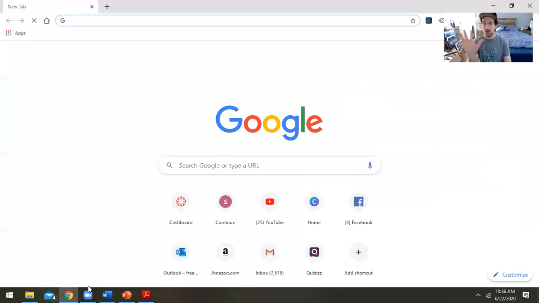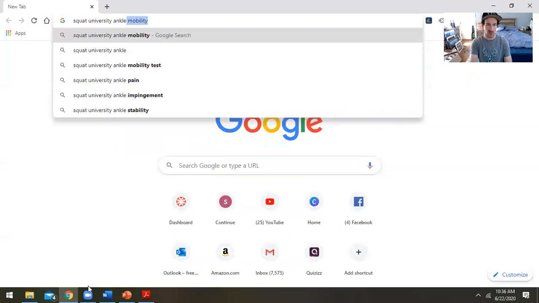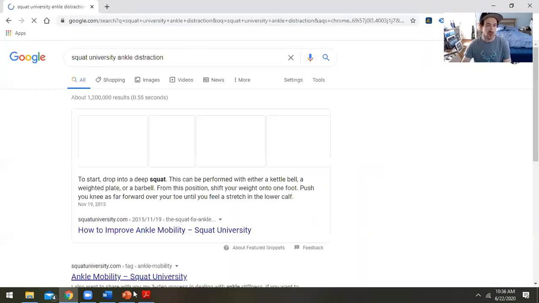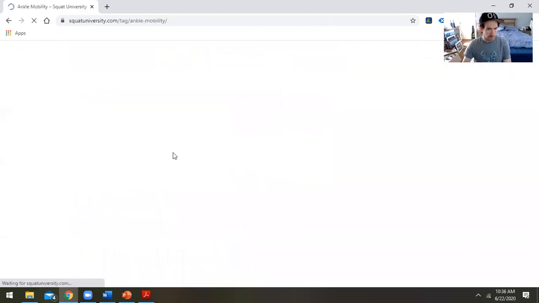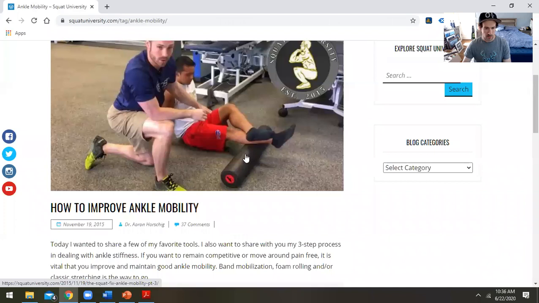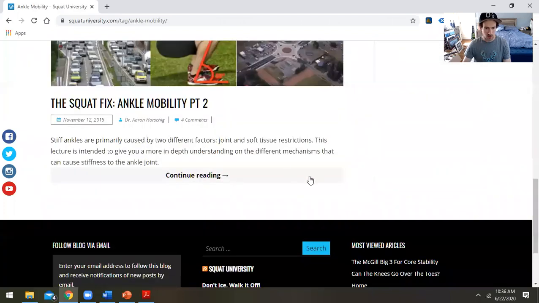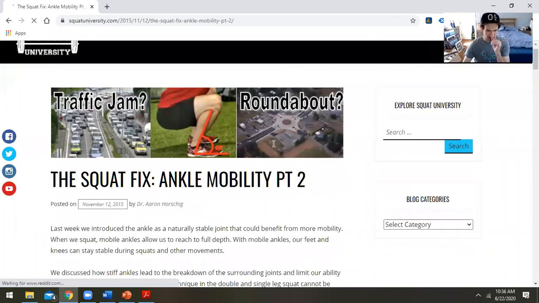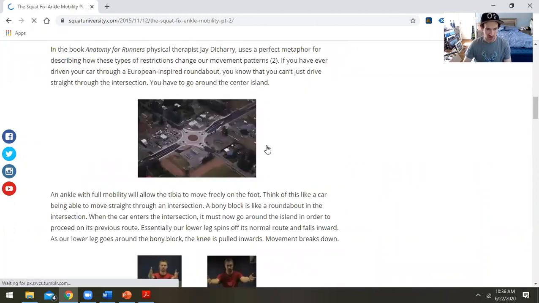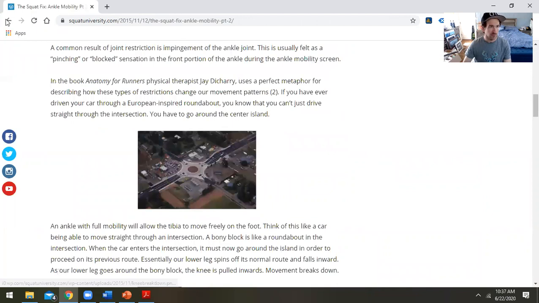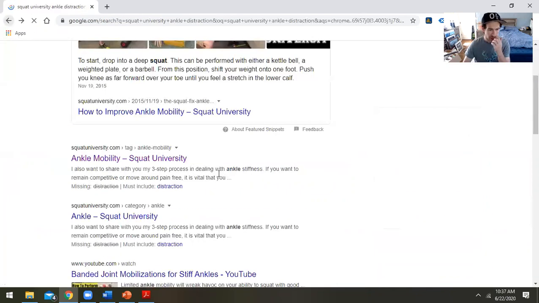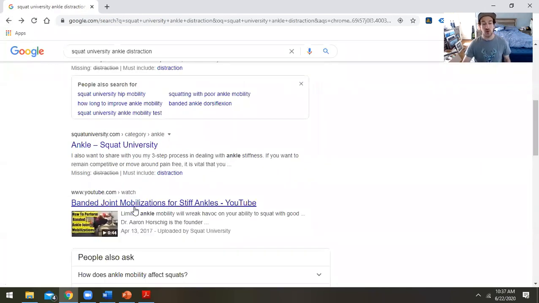Oh my God, I just saw myself lag on the camera. Let's see here. Squat University ankle distraction. I'm sure he's got, this guy does such a good breakdown of this stuff. I'm sure he's got a video on it. There it is, banded joint mobilization.